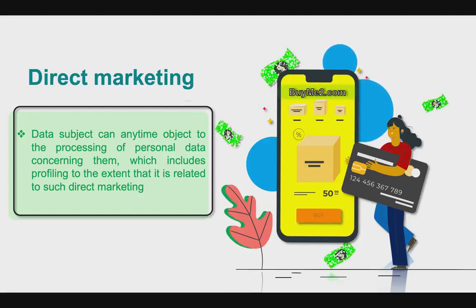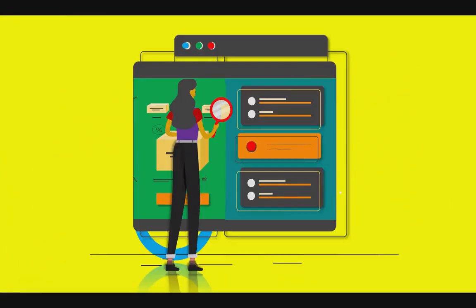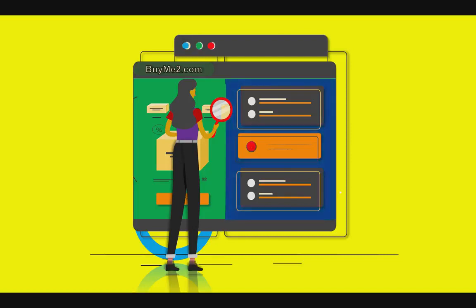So let's say you go to buyme2.com looking for shoes. Then the right to object grants you, as a data subject, the absolute right to prohibit the processing of your data by them or any other third party involved with them. So no more tracking and personalized ads on your next web surf. Well, how exactly can you take this action to stop your personal data from being processed? Let's take a look at that.